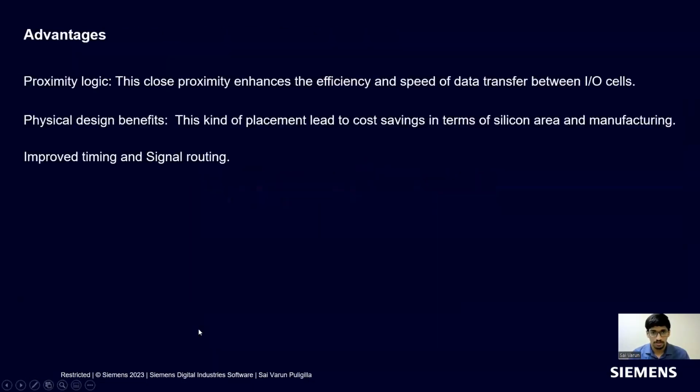Coming to the advantages, the proximity logic enhances the efficiency and speed of data transfer between the IO cells. Like the closer the proximity, the higher the speed of data transfer. We can place the IO cells wherever we want at the physical level or the subblock level. And this kind of placement leads to cost savings, and also the area can be reduced with improved timing and signal routing.